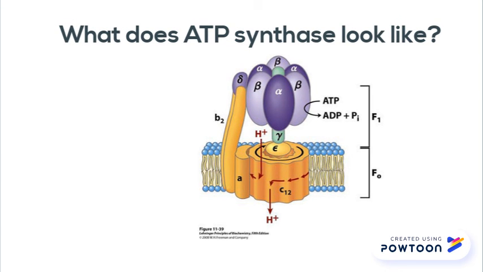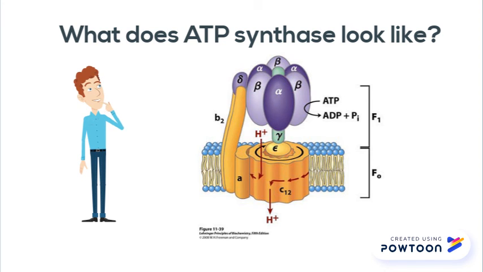The ATP synthase is composed of different subunits that assemble in a certain fashion. The F1 portion of the ATP synthase is above the membrane, while the F0 portion is within the membrane.